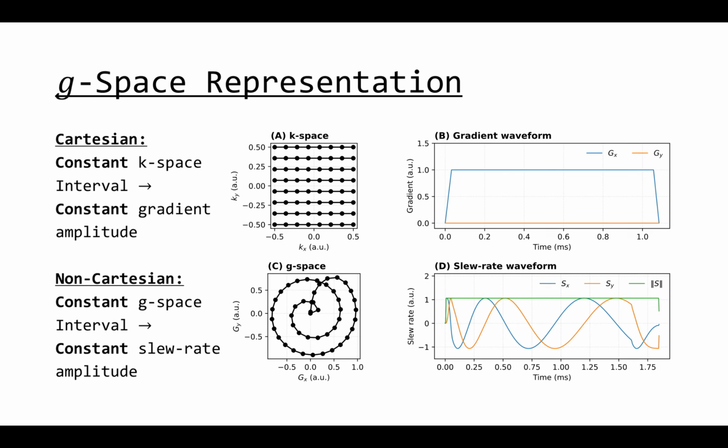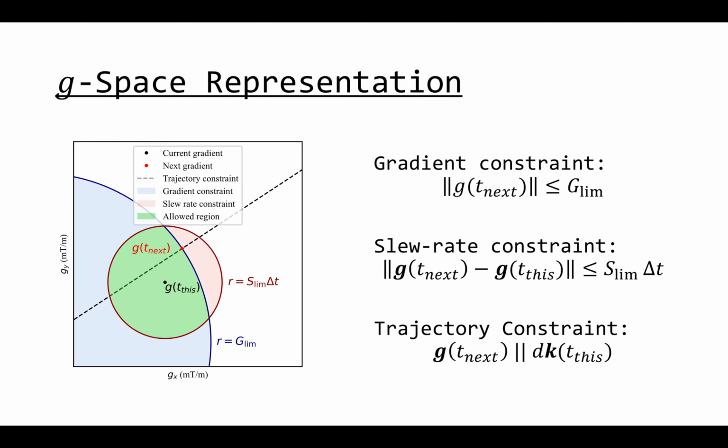So to make the slew rate in the non-Cartesian scenario have a constant amplitude, I propose to define a g-space whose axes are actually the amplitude of the gradient in different spatial axes. In such a case, the problem to maintain a constant slew rate amplitude becomes a problem to plan a curve in the g-space with adjacent samples having a constant interval. Our method is built upon g-space and performs in a recursive manner, which means we calculate the next gradient vector by using the current one.